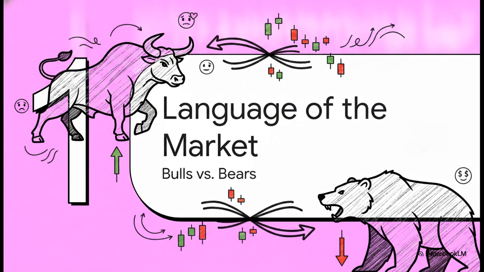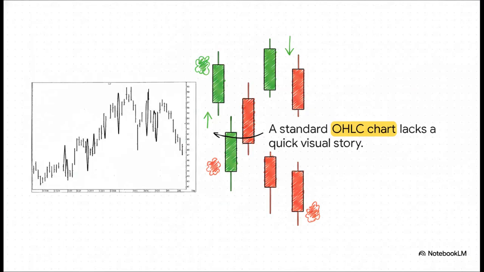Starting off with Section 1, the language of the market, the battle between bulls and bears. Every single day, every single hour even, there is a continuous tug-of-war happening between buyers, who we call the bulls, and sellers, who we call the bears.